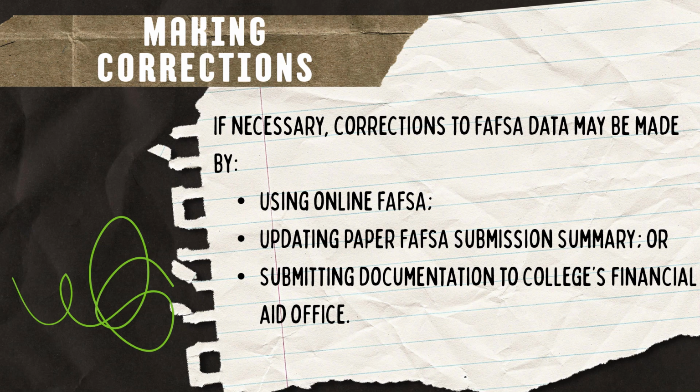Corrections. There may be times when you need to correct your FAFSA. If that's the case, you can do it by using the online FAFSA, update it by a paper FAFSA submission summary, or submitting documentation to the college's financial aid office. It's best to use the online FAFSA. Correcting the paper form can take quite some time. You could also submit the changes directly to the financial aid office for processing. If you're concerned about making a correction, reach out to the financial aid office. We would much rather figure it out together now than cause other issues down the road.